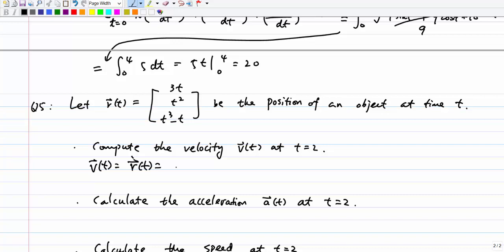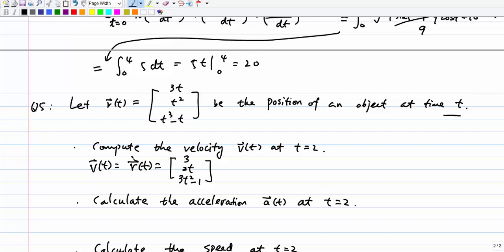Okay, here t represents the time. So we take the derivative of each component. The derivative of 3t with respect to t is 3. The derivative of t squared with respect to t is 2t. The derivative of t cubed minus t is 3t squared minus 1, since the derivative of t is 1.